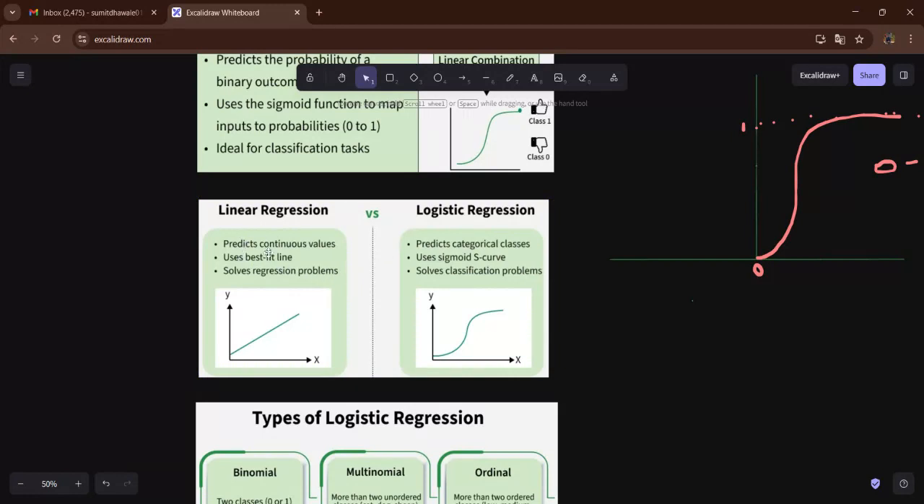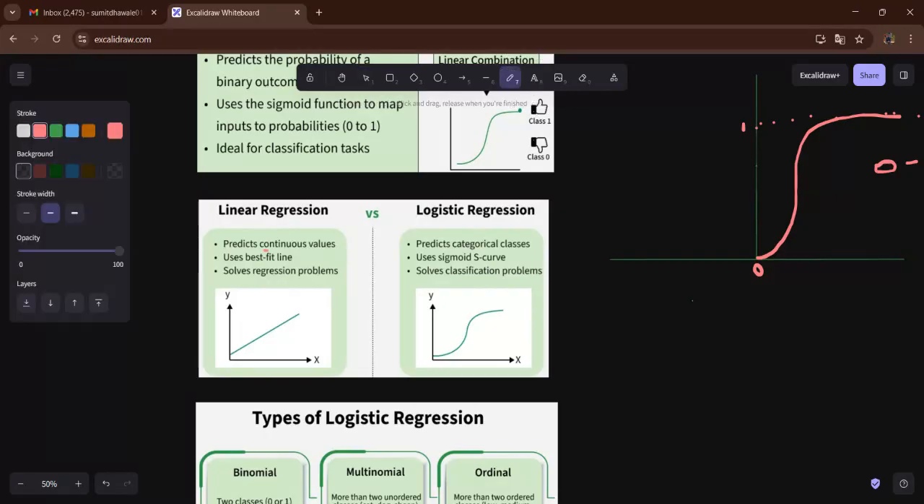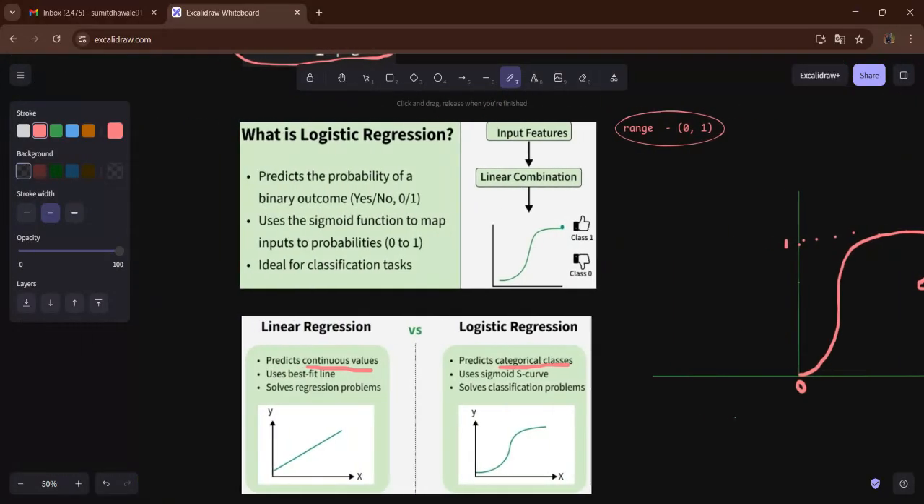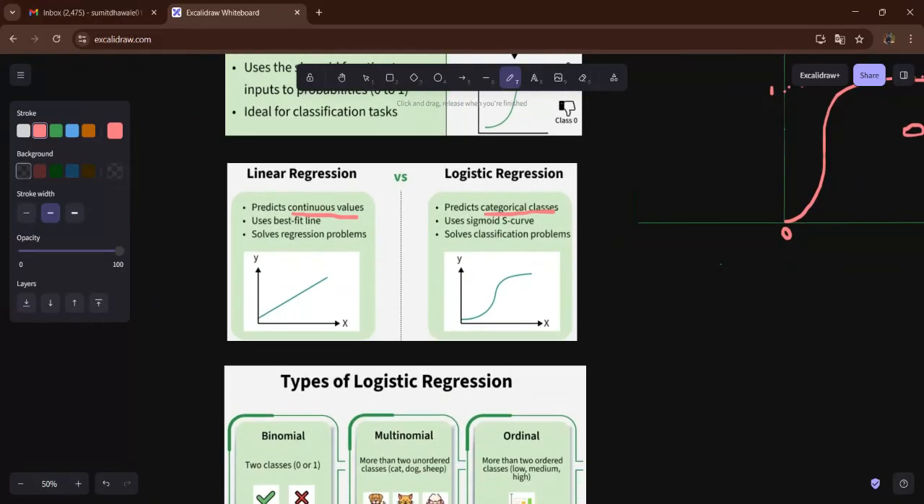In linear regression, it predicts continuous values, and in logistic regression, it predicts categorical values. We have seen over here whether it's email spam, not spam, diabetic, not diabetic, pass fail. These are categorical formats. What is the second difference? Linear regression uses the best fitting line, and logistic regression uses the sigmoid function with an S curve shape.